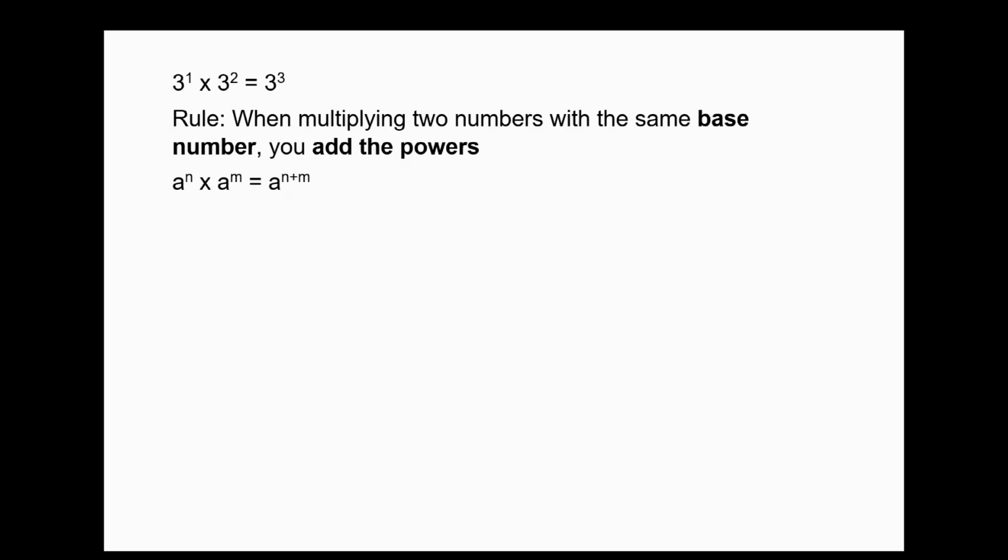The rule is, when multiplying numbers that have the same base number, so remember the base number is the big number here. It's the number that we're raising to a power. Whenever you multiply two numbers with the same base number, you add the powers.